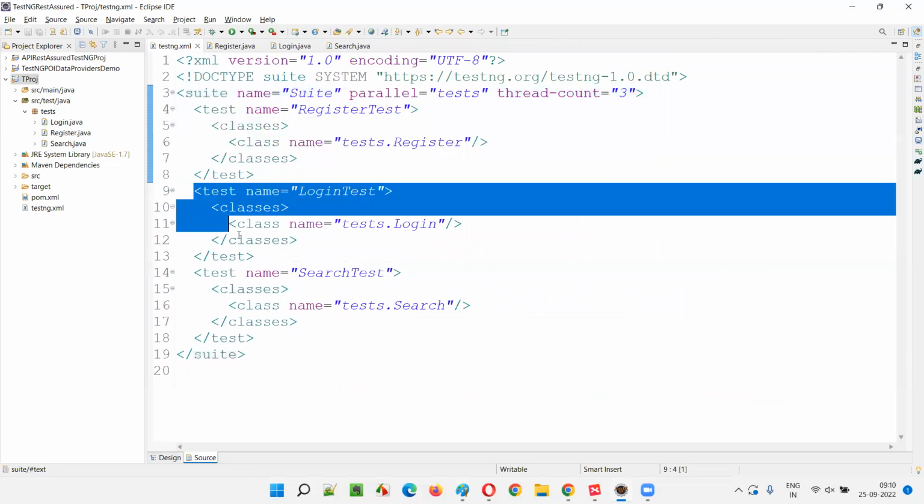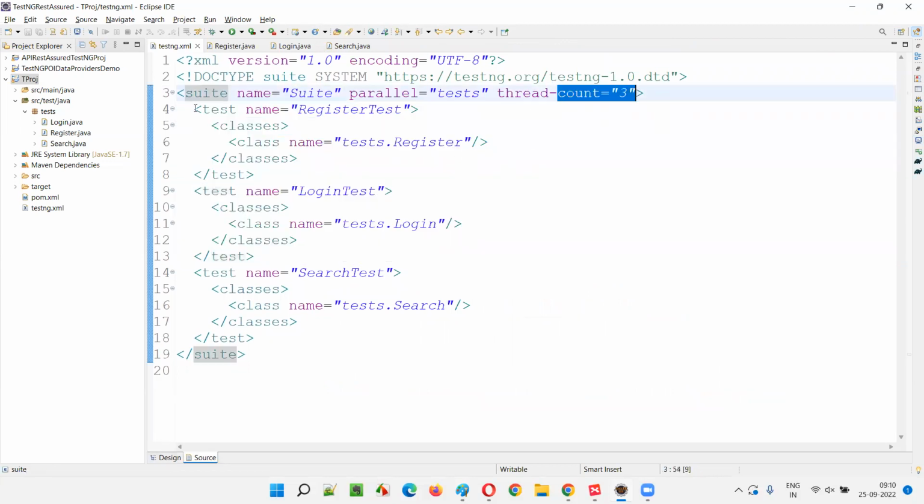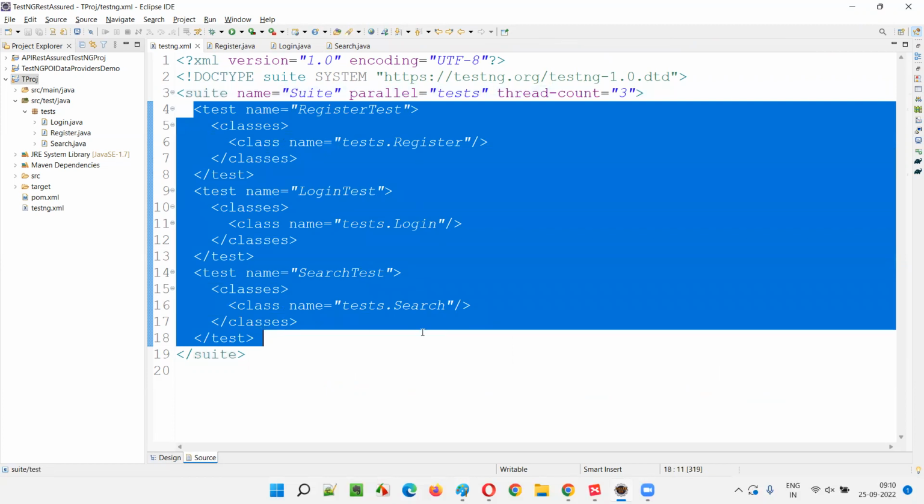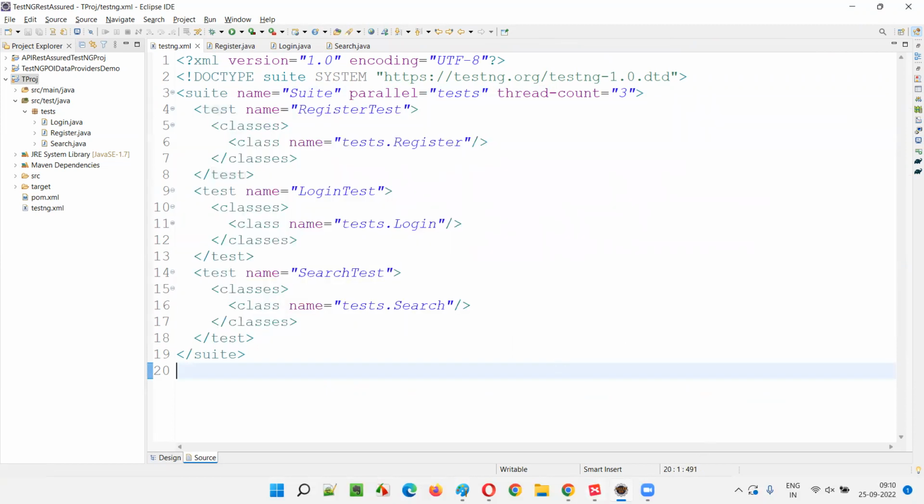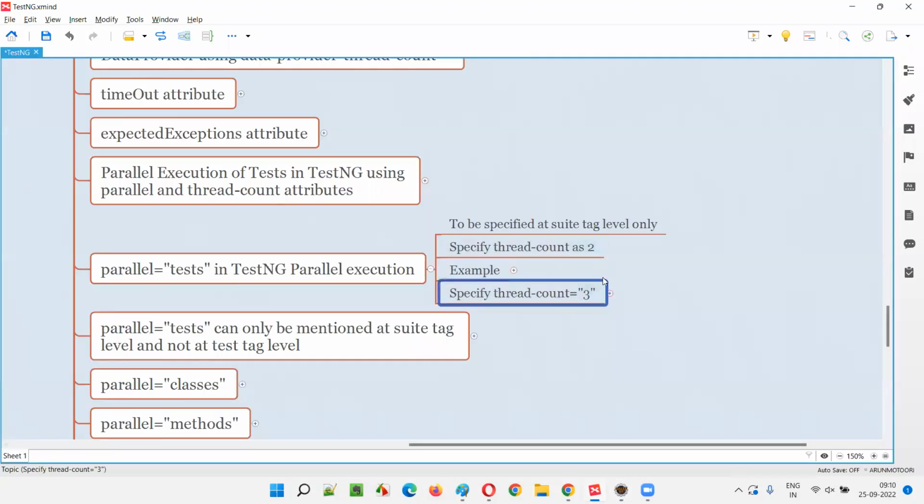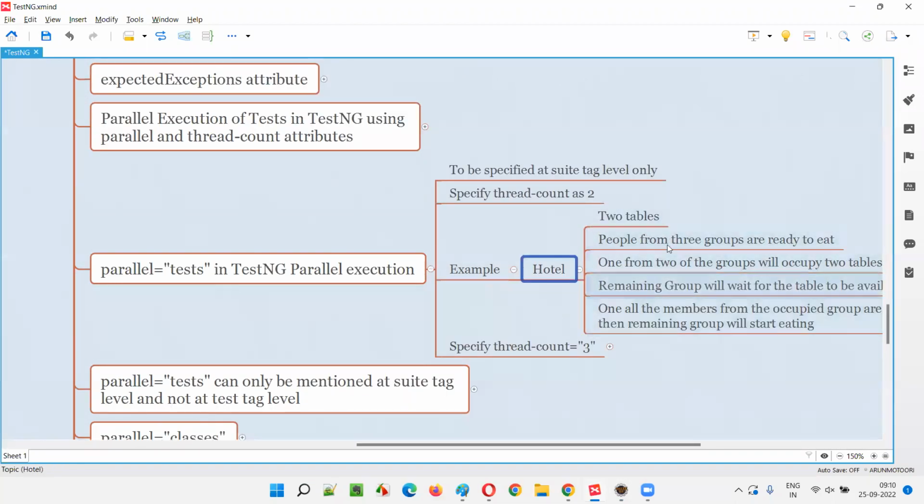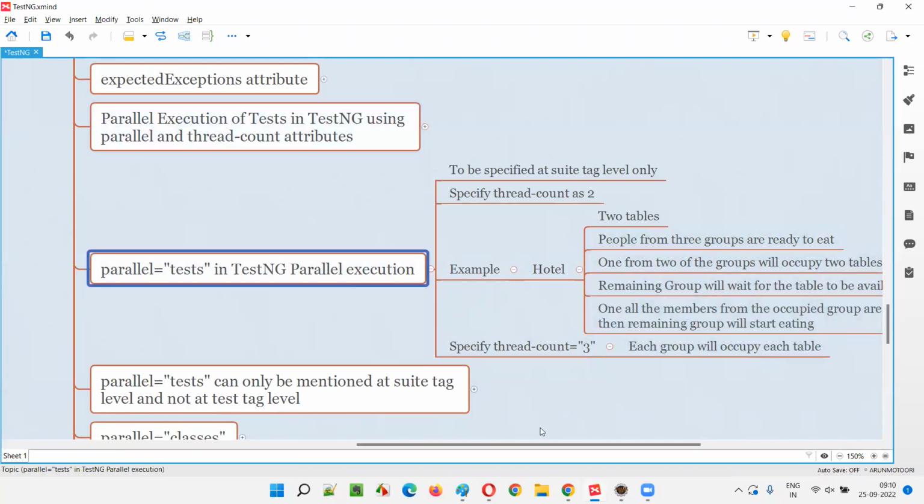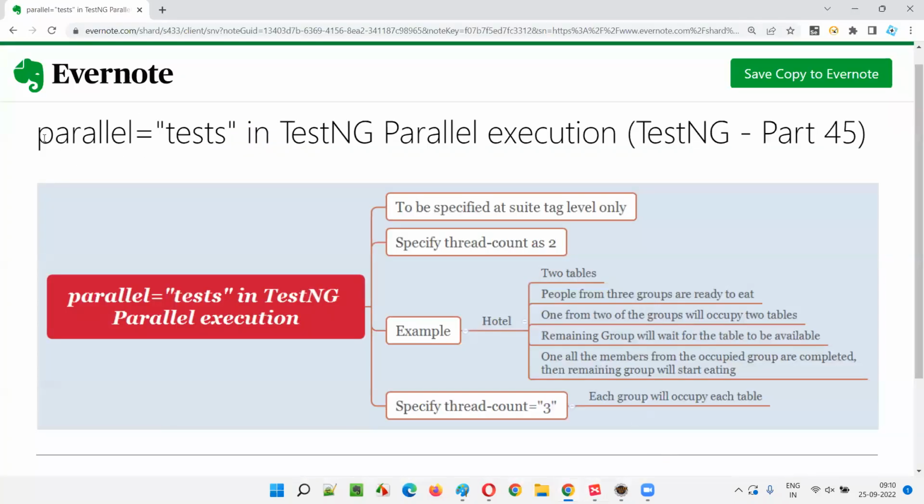This is parallel execution of the tests. Since the thread count is 3, 3 test groups are running parallelly. The individual tests from these 3 test groups are running parallelly, guys. That's how we have to take it. Hope you understood what happened when I specified 2, and when I specified 3, with the hotel example. Each group will occupy each table. With this, hope you understand exactly what parallel is equal to test is and how it works in TestNG parallel execution along with the thread count.